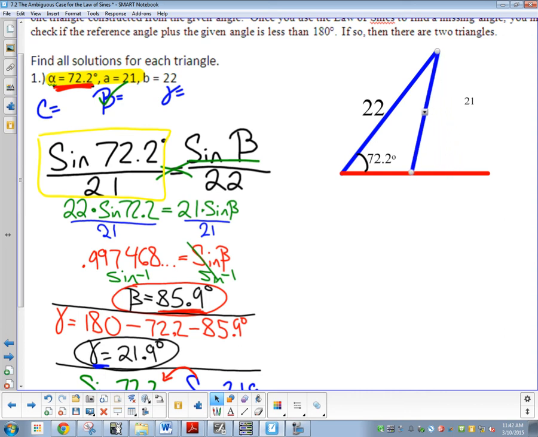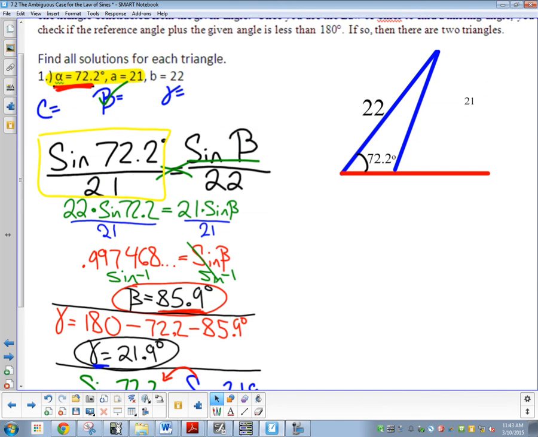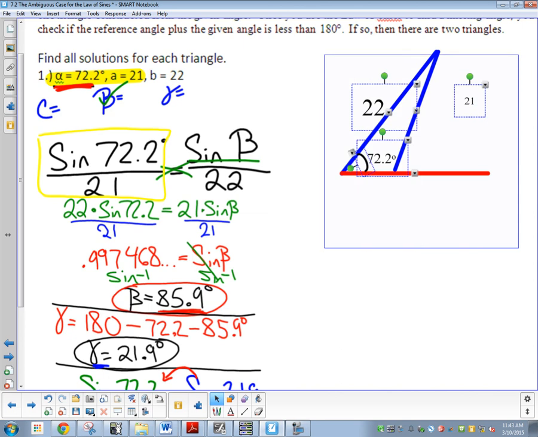But what if I pivot it inside like that? Did this angle change right here? Did that side length of 22 change right there? And that 21 didn't change. The three things they told me are still exactly the same. But it gave me a completely different triangle. Okay? This is why it's called the ambiguous case of law of sines. This is one of your answers, the one we got so far. But there's a second answer. Okay? We need to solve for that second answer as well.